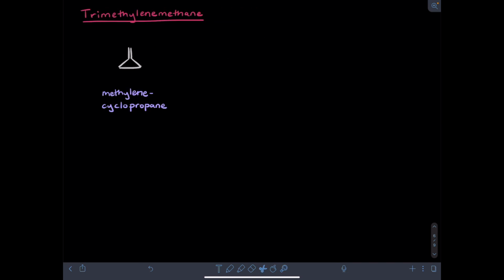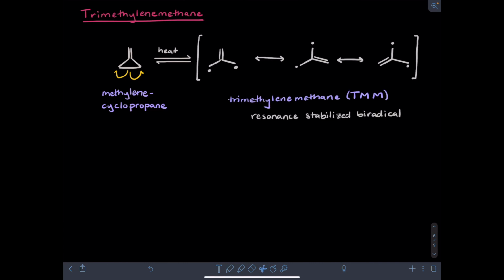A special type of biradical intermediate is known as trimethylene-methane, and this is formed from the following starting material: methylene cyclopropane, containing a 3-membered ring with an alkene coming off of it. Heating methylene cyclopropane causes the carbon-carbon bond that is opposite the alkene to break homolytically. And the reason this particular bond breaks is because it generates a resonance-stabilized biradical.